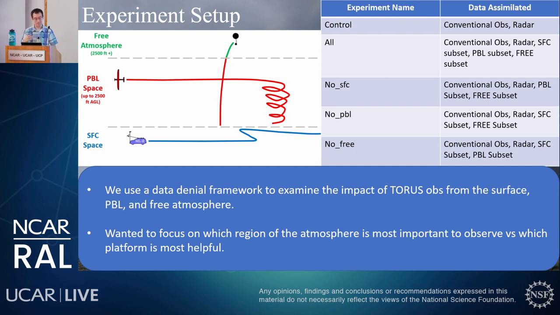And to actually get the impact from each one of these, I run a control experiment with just the conventional obs, and an all experiment where I simulate the conventional obs and the whole kitchen sink from TORUS. And then I run an experiment where I deny one of those data sets to the model for each one. So to get, say, the impact of the surface data set, I compare the all experiment and the experiment that doesn't assimilate the surface data.